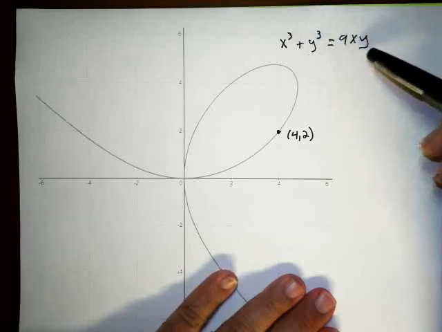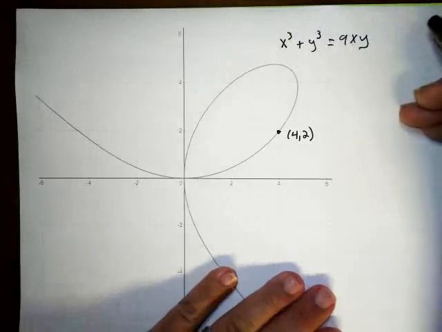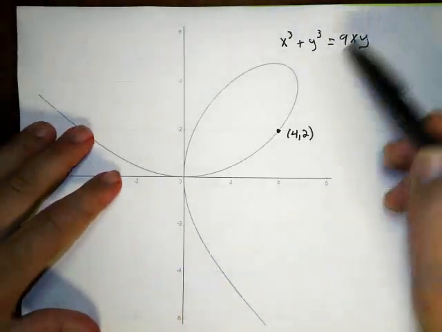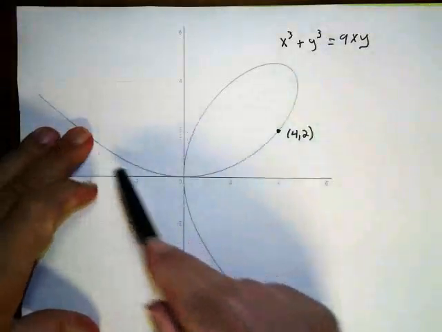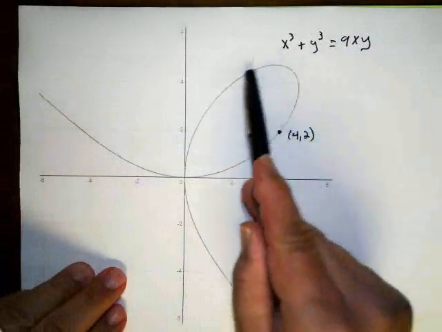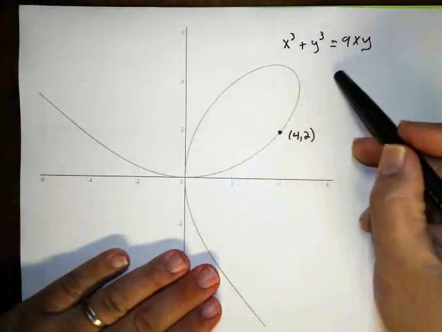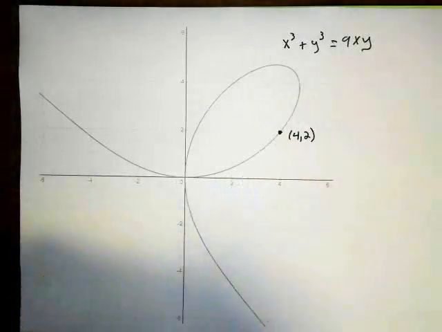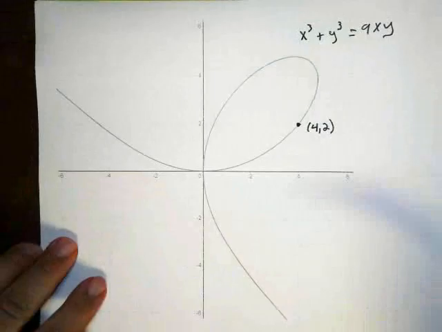There's no way I can get y by itself. You could try here, but you're not going to be able to solve for y. But still, what I'd like to do is get the slope of the line tangent to this curve. So this is actually the curve. It's kind of an interesting curve. It's a loop that goes around like that. And I want the slope of the line tangent to the curve right there at (4, 2). So we're going to use implicit differentiation to do that.